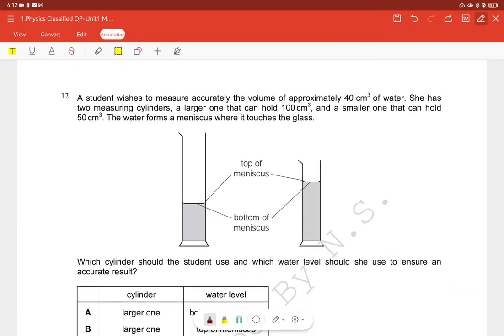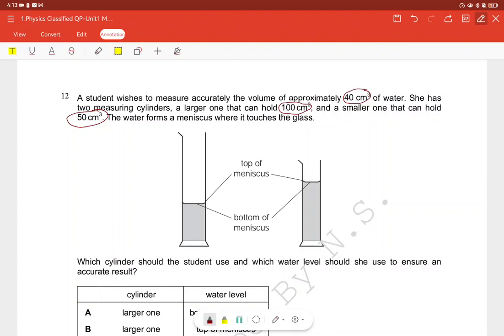Number 12. A student wishes to measure accurately the volume of approximately 40 centimeter cubed of water. She has two measuring cylinders: a larger one that can hold 100 centimeter cubed, and a smaller one that can hold 50 centimeter cubed. The water forms a meniscus where it touches the glass.